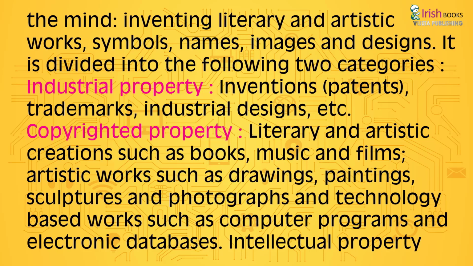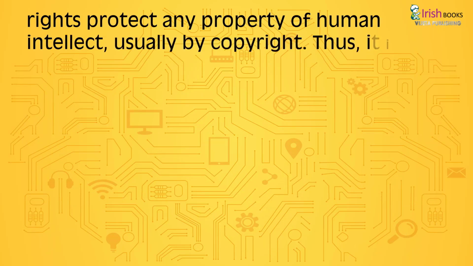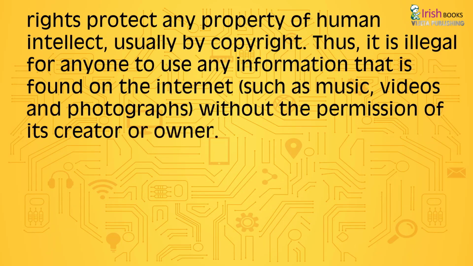Industrial properties: inventions, patents, trademarks, industrial designs, etc. Copyrighted property: literary and artistic creations such as books, music, and films, artistic works such as drawing, painting, sculptures, and photographs, and technology-based works such as computer programs and electronic databases. Intellectual property rights protect any property of human intellect, usually by copyright.